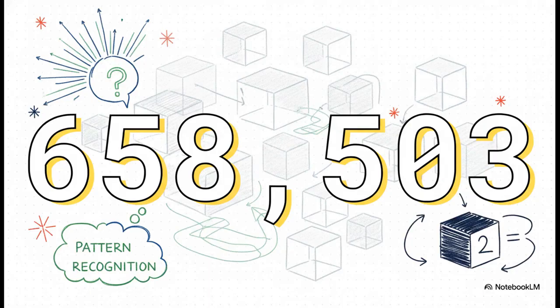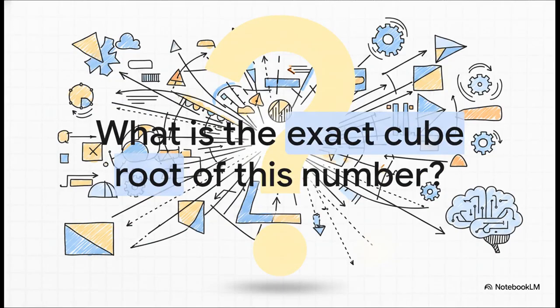All right, imagine trying to find the exact cube root of this massive 6-digit number in your head in mere seconds. Just look at that, 658,503. To find its cube root, you have to find the exact 2-digit number that when multiplied by itself 3 times over equals exactly 658,503. Seems totally impossible to do without a digital calculator, right?